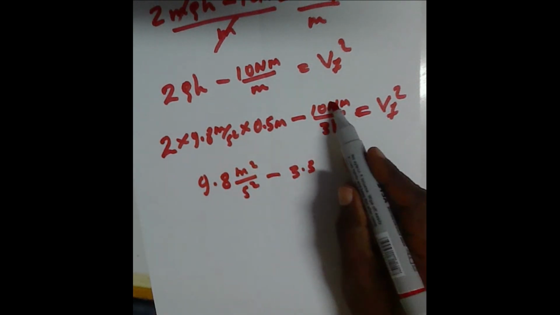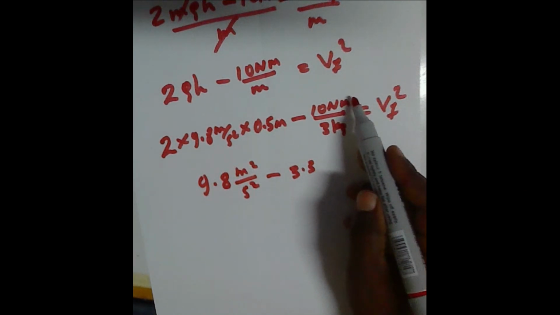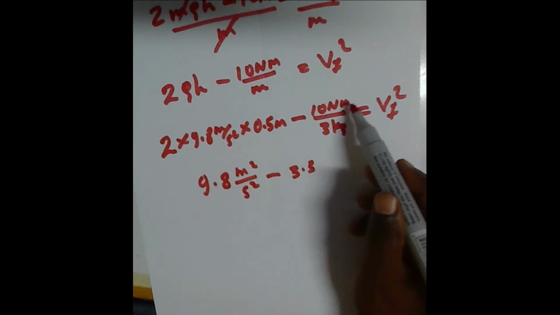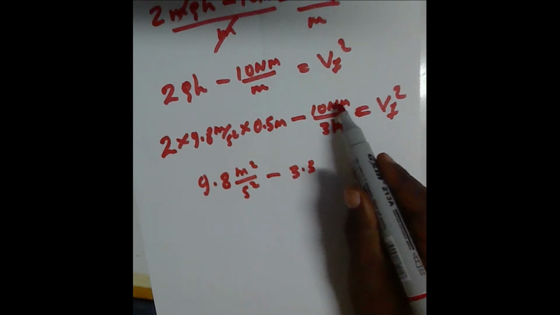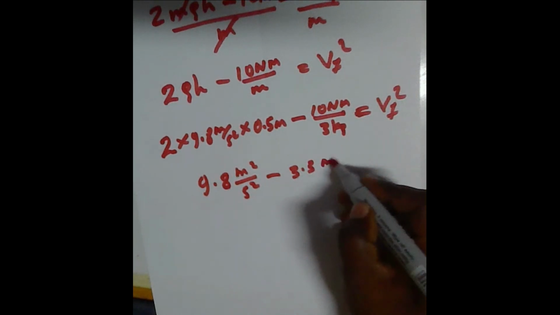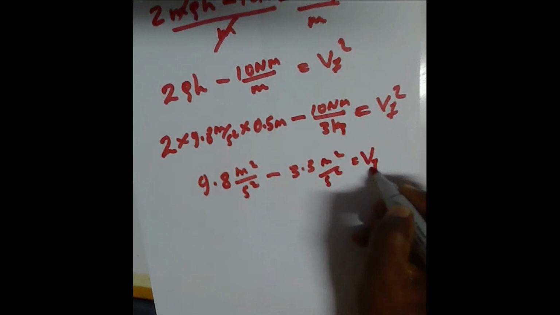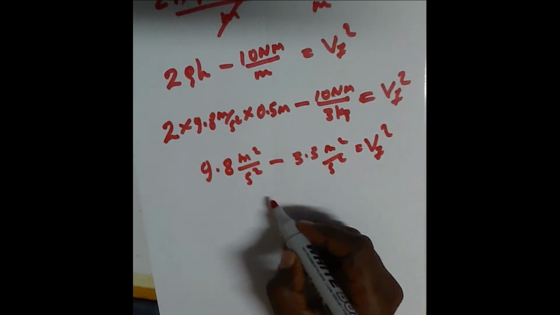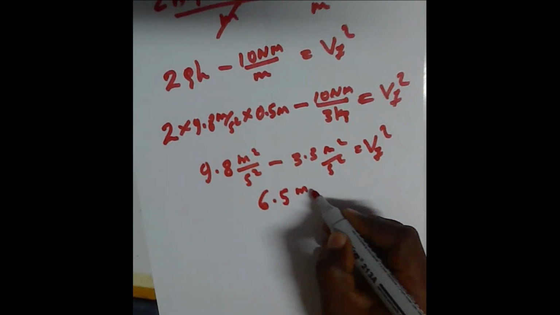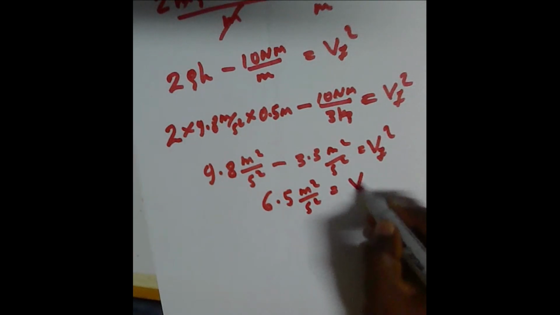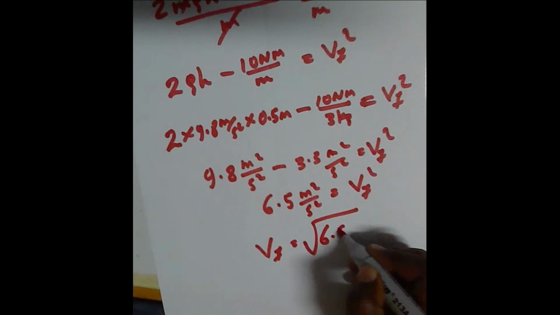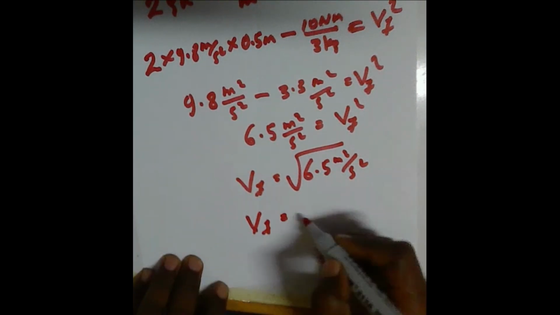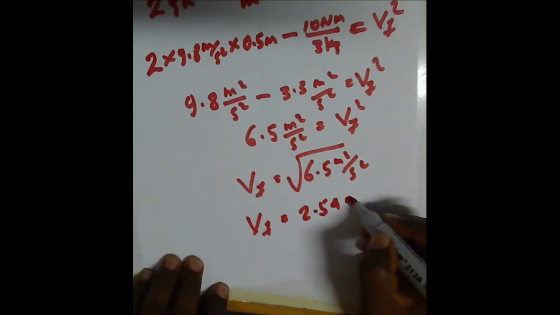Again, this is kg, and this one is kg meter per second square. So kg cancels by kg, and meter times meter, this is in Newton, which is kilogram meter per second square, leaving meter square per second square for v final square. Now subtract this one, and it becomes 6.5 meter square per second square, which is v final square. So v final is equal to the square root of 6.5 meter square per second square, and v final is equal to 2.54 meter per second.